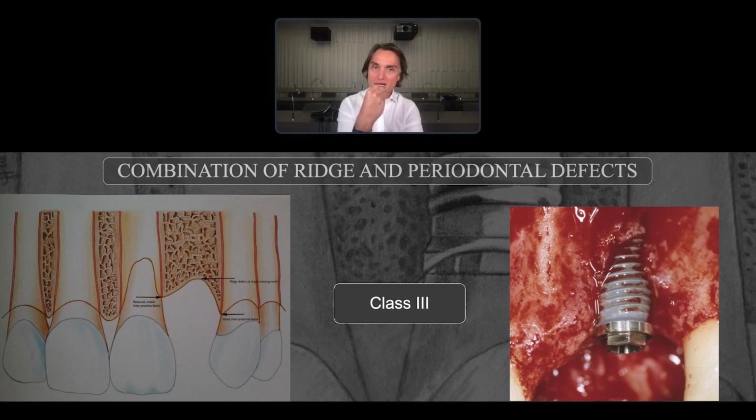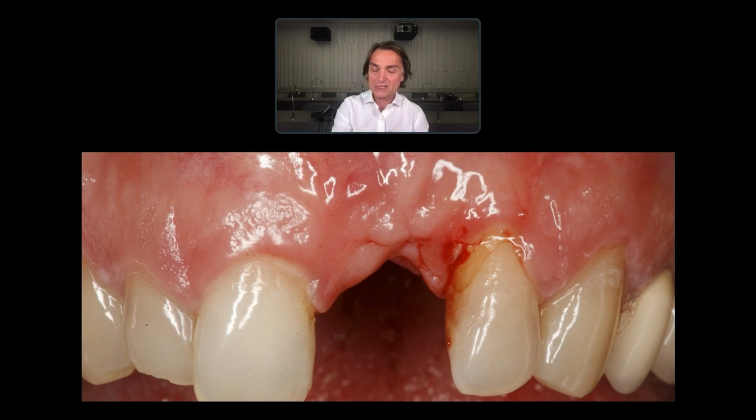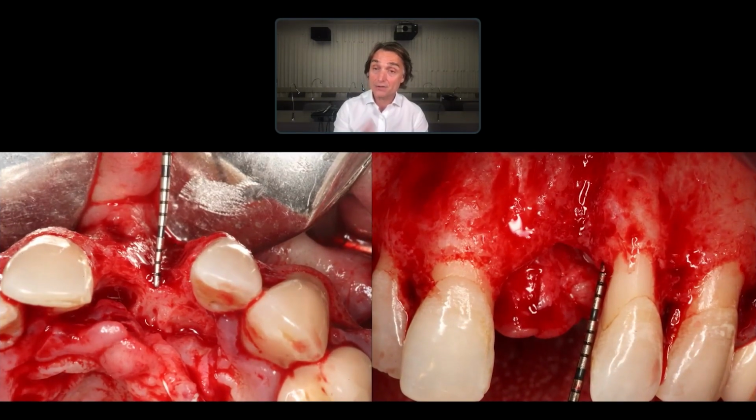The class 3 patient is a patient who has a combination defect, a ridge defect and a periodontal loss of the bony peak at least at some point. And you can see here a high smile line patient who has, there was an implant here, a bone graft here, and you can see here the lateral incisor is still a piece of bone coming out. Okay, so you need to obviously clean that out first, and then you go back and you can see here a combined defect. So there's a vertical, horizontal defect, plus the bony peak is a little bit higher up.